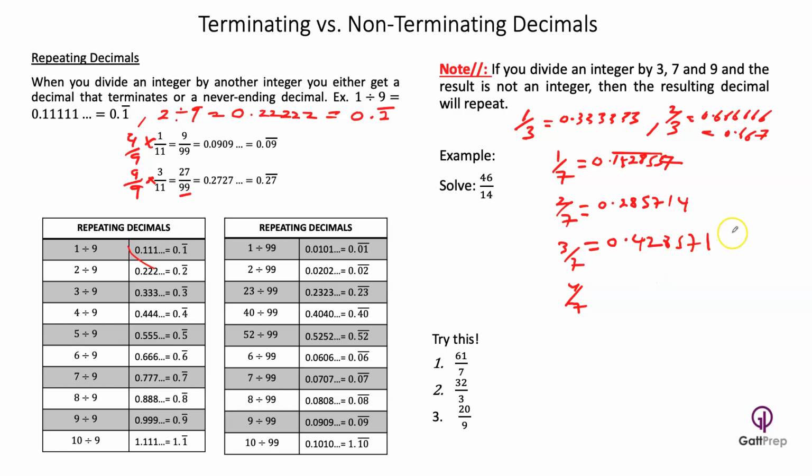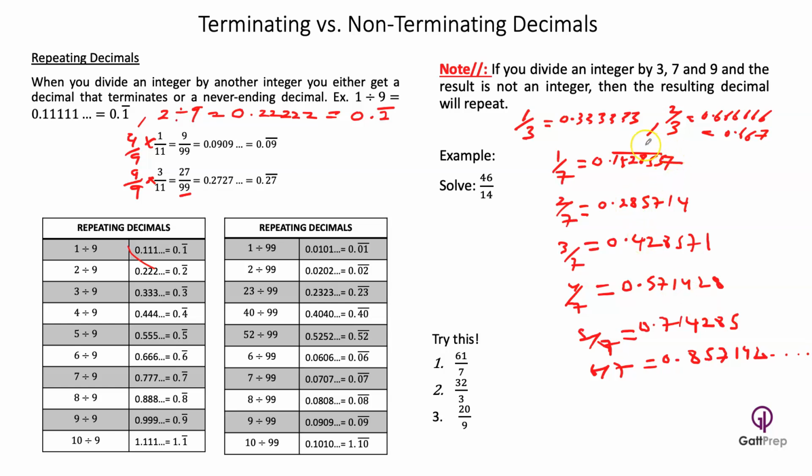0.428571, and then it will repeat. 4 divided by 7 is 0.571428, and this will repeat. 5 divided by 7 is 0.714285, and then it will repeat. 6 divided by 7 is 0.857142, and this will repeat.